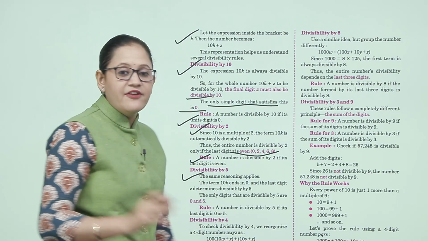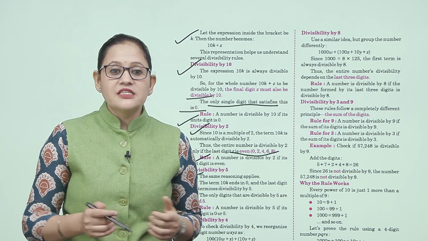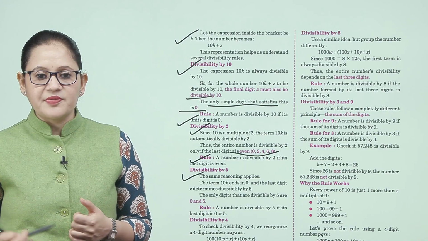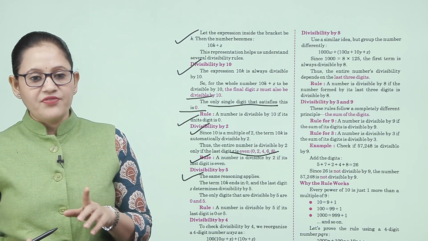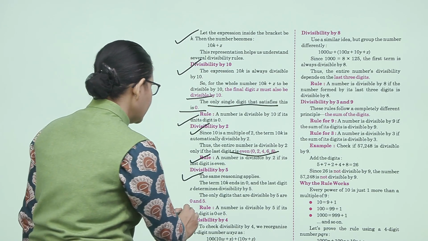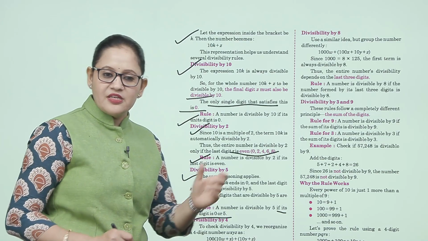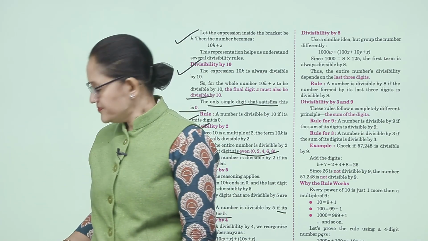Now, divisibility by 5. The same reasoning applies. The term 10k ends with 0 and the last digit Z determines the divisibility by 5. The only digits that are divisible by 5 are 0 and 5. So, the rule is the number is divisible by 5 if its unit digit is 0 or 5. If the unit digit is 0 or 5, that means the given number is divisible by 5.